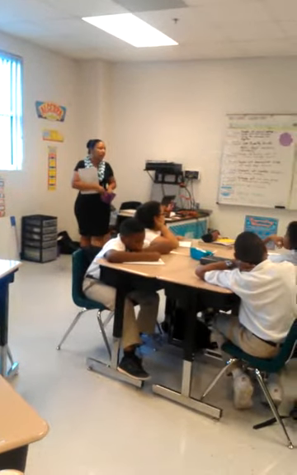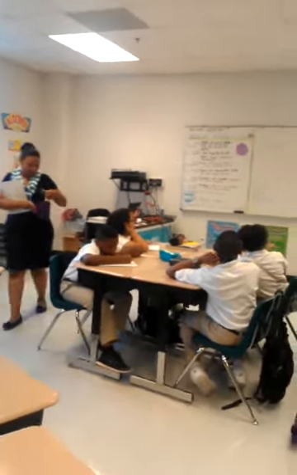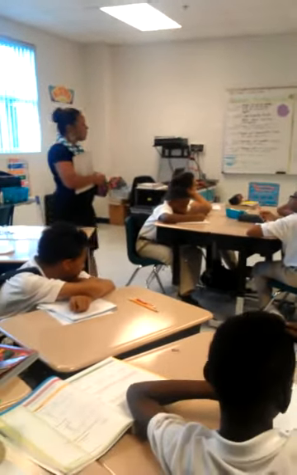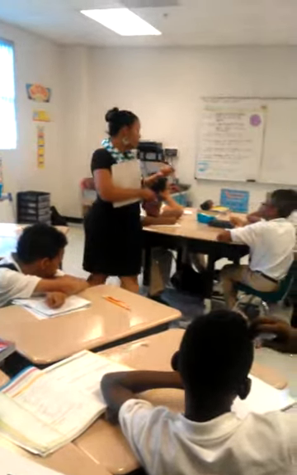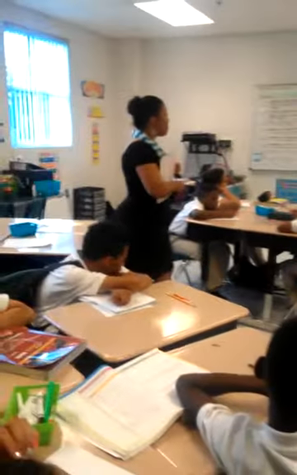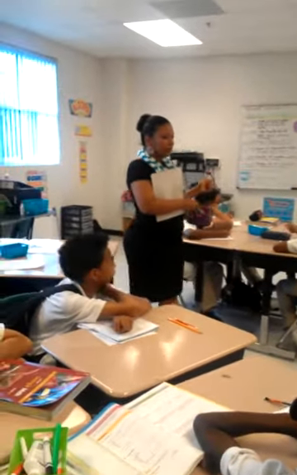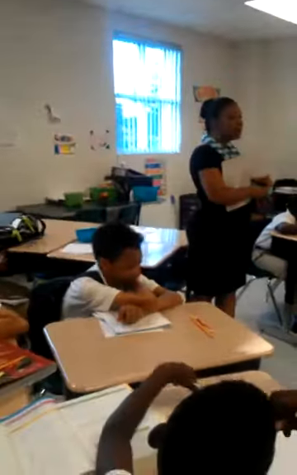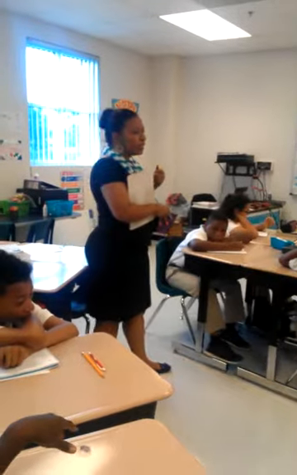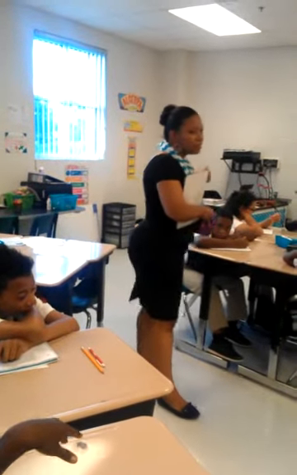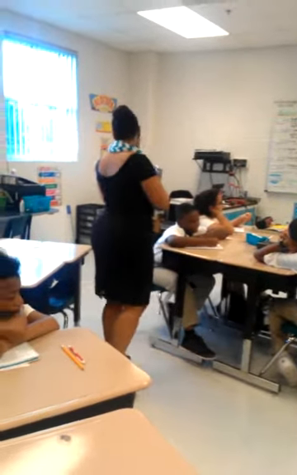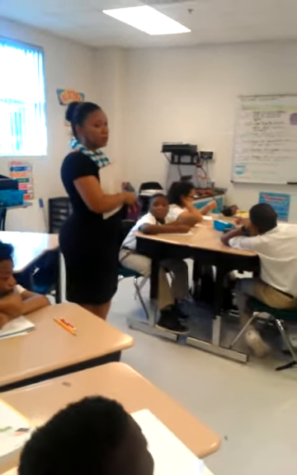Parts of this problem. The green number. Keith, what is the green number? The name of that? Quotient. Very nice. And Camille, the red number. What is the name of that? Well, the dividend. The dividend, what is it? Dividend. Dividend.